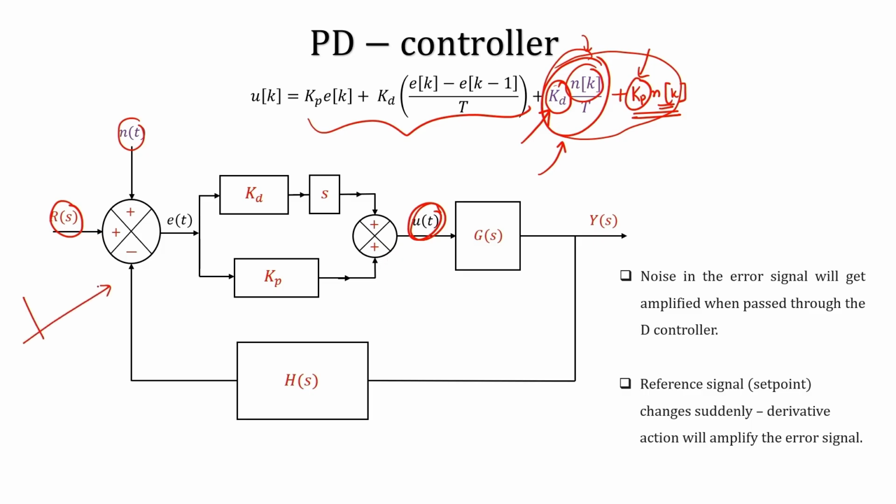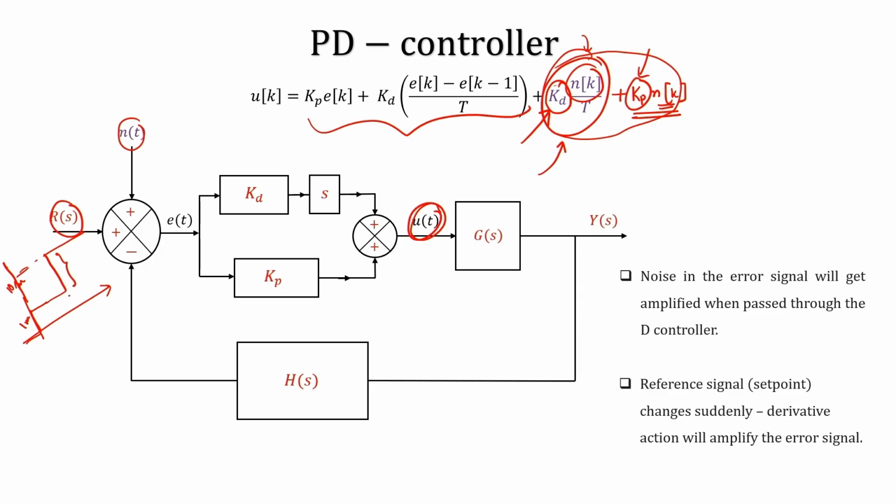So, which means the reference will look something like this. It will go up to say 1 meter, and then after some time you are making it 10 meters. So, this is the reference. So, this is 10 meter and this is 1 meter. Okay. So, you can see that there is a jump.